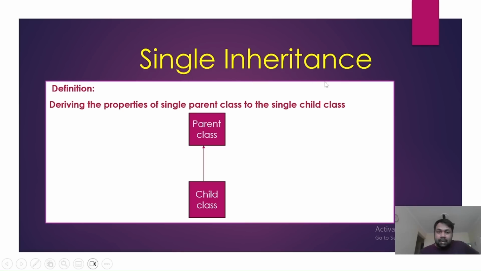This is single inheritance. It means the parent has some property, and the child has some properties of its own. The object of the child can access the properties of the parent, as well as its own. The doubt comes: if I create an object for the parent, can I access its child's properties? No, not possible. It is only child to parent, not parent to child.